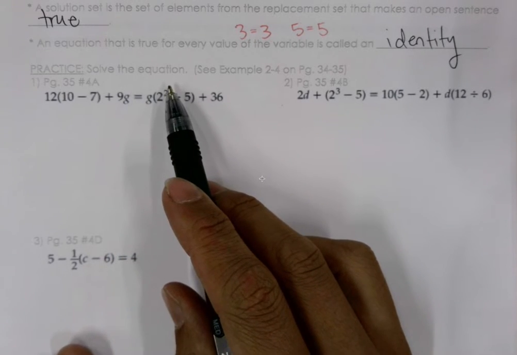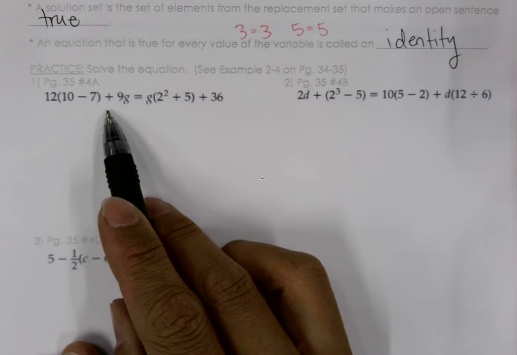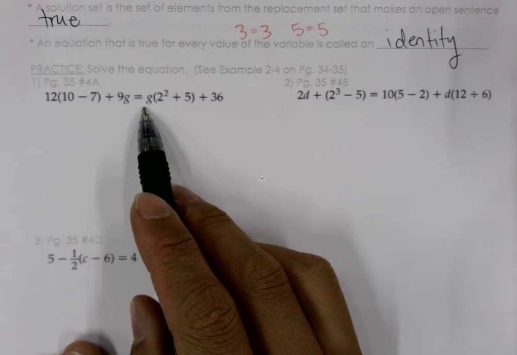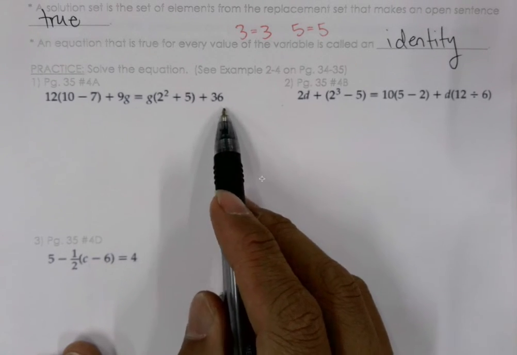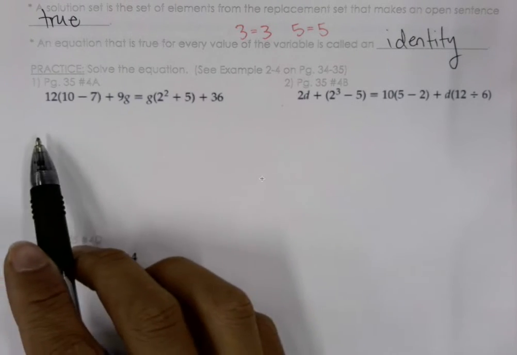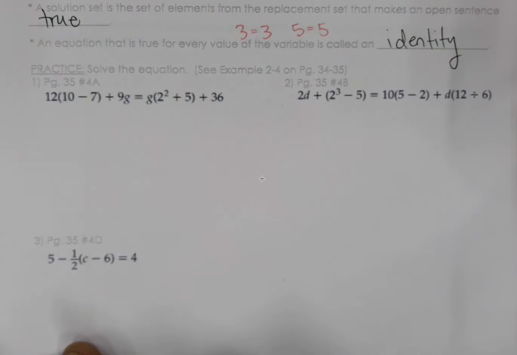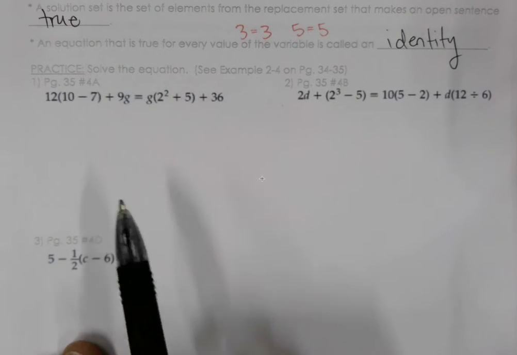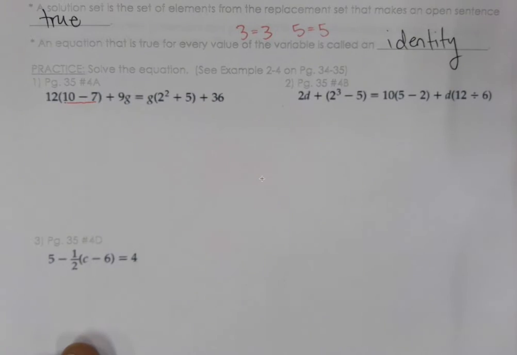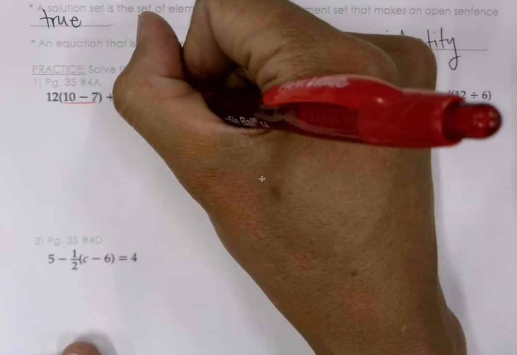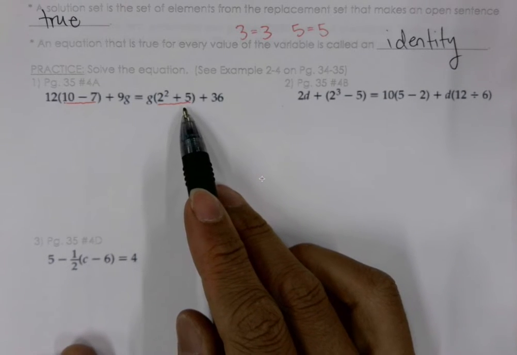Solve the equation. 12(10 - 7) + 9g = g(2² + 5) + 36. The first step to solving an equation is to apply PEMDAS. The P in PEMDAS is parentheses, so we want to evaluate the expression within the parentheses on the left side of the equal sign, and also the expression in the parentheses on the right side of the equal sign.